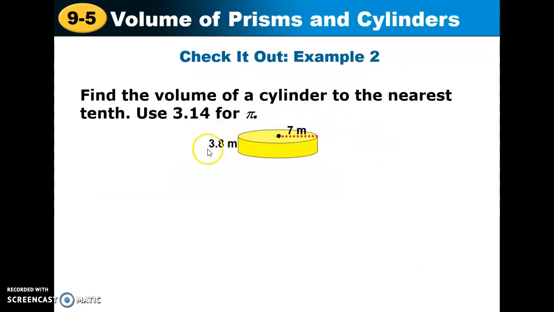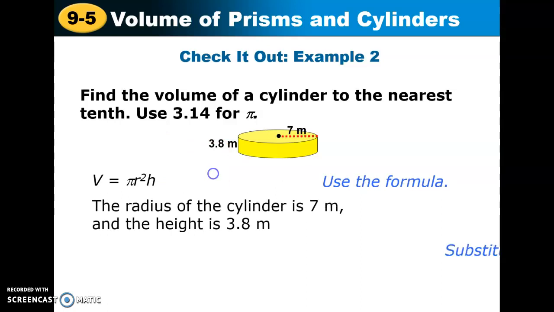All right, so I would ask you guys, if I have a cylinder right here with a radius of 7 and a height of 3.8 meters, can I find the volume? And you would all respond, yes, Mrs. Antos. And then I'd say, well, what's the formula? And someone would raise their hand and say volume equals pi r squared h. Okay, so start off by writing pi r squared h and then plug and chug.